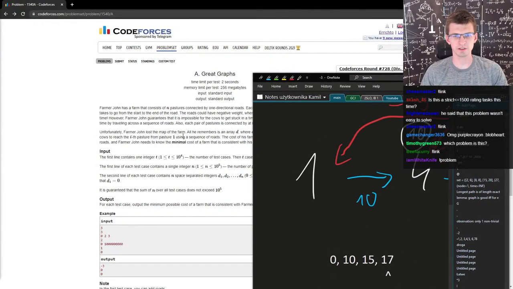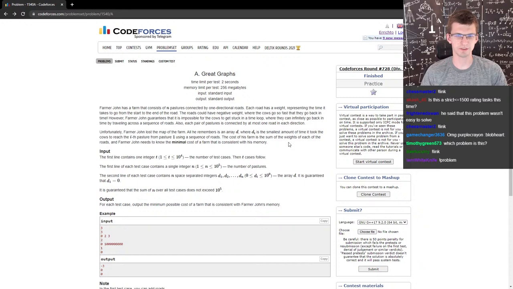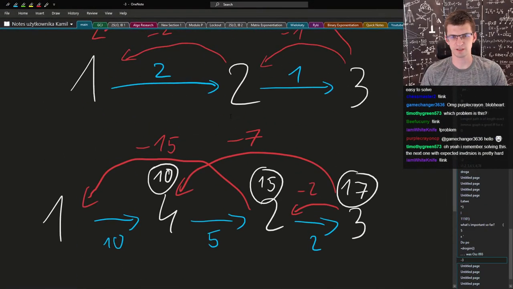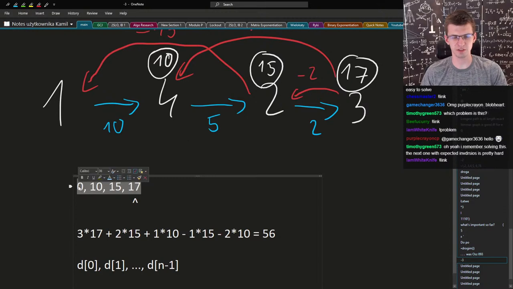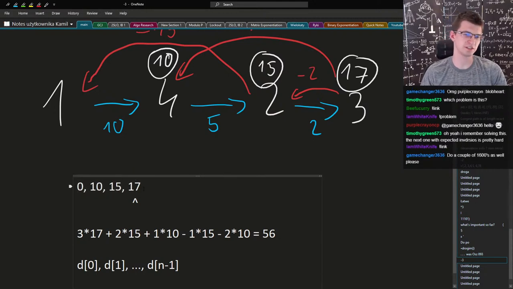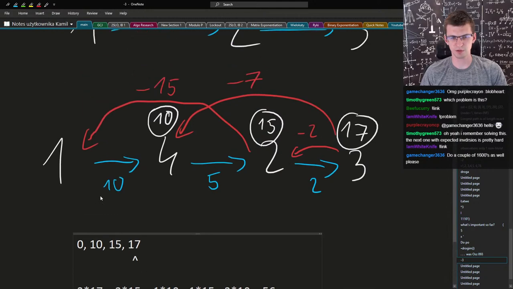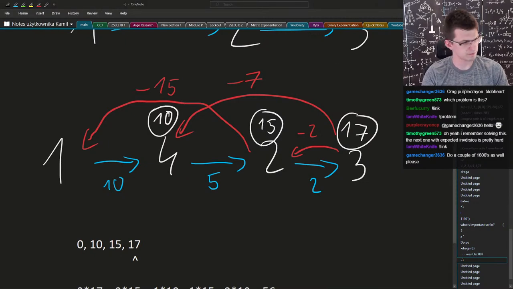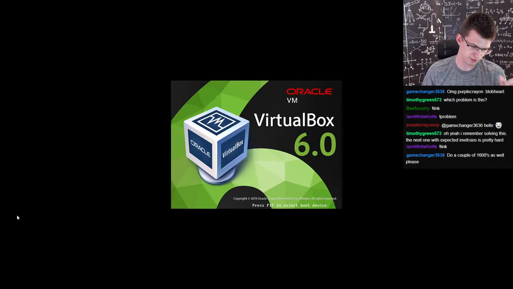What problem is this? Actually, the statement is maybe even hard to understand, but it boils down to computing the sum over differences of all given values. I mean, differences of pairs. So 10 minus 0 plus 15 minus 10 plus 15 minus 0, 17 minus 10, and so on. Plus blue edges will give us in total here 17, so just the biggest value. So the answer is the biggest value from the input, minus the sum over differences over all the pairs.